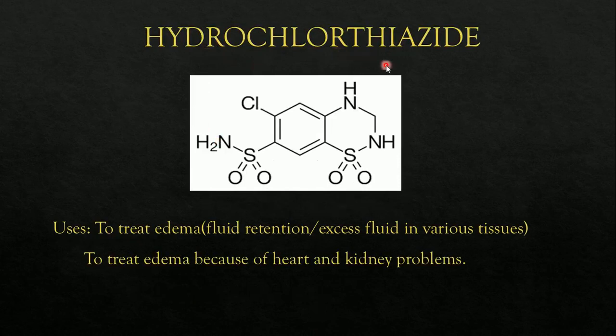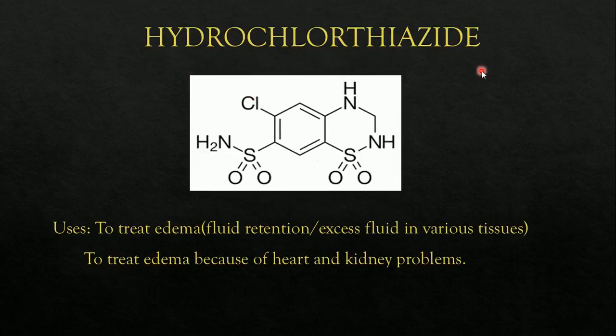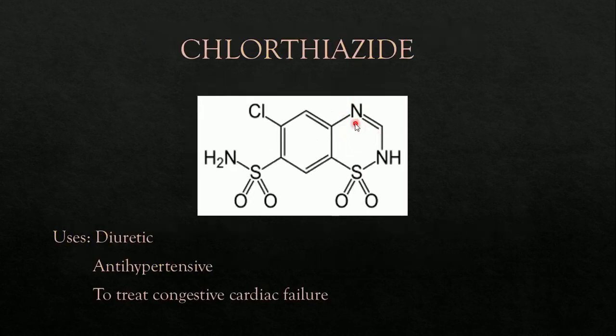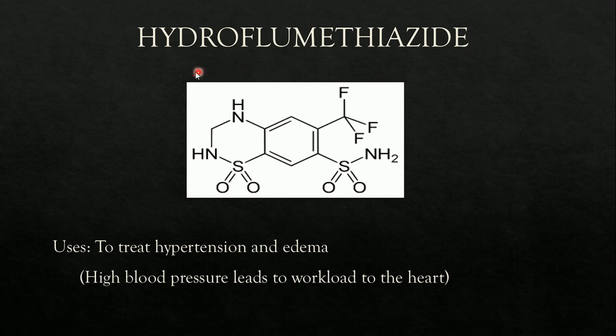Next structure is hydrochlorothiazide. There is a similarity between chlorothiazide and hydrochlorothiazide. Hydrochlorothiazide contains hydro group at 4th position, nitrogen, and the double bond is not there in hydrochlorothiazide. Remaining everything is same like chlorothiazide. Uses are to treat edema, fluid retention. What is edema? Edema is nothing but fluid retention or excessive fluid is present in various tissues that can be treated by hydrochlorothiazide. To treat edema because of heart and kidney problems, we can use this hydrochlorothiazide.